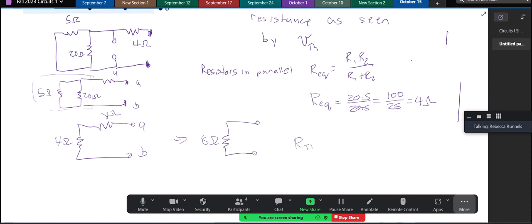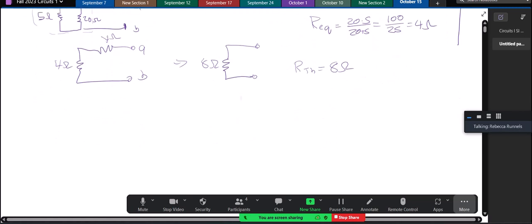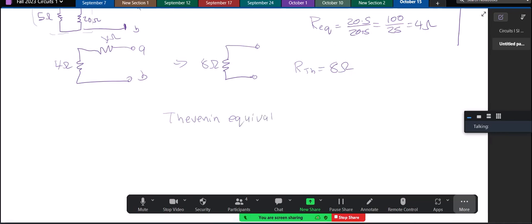So now I can say that our Thevenin is 8 ohms, and my Thevenin equivalent circuit is a circuit that has a voltage source and a resistor. The resistor is 8 ohms, and the voltage source was 32 volts. Okay, so are there any questions on that one?